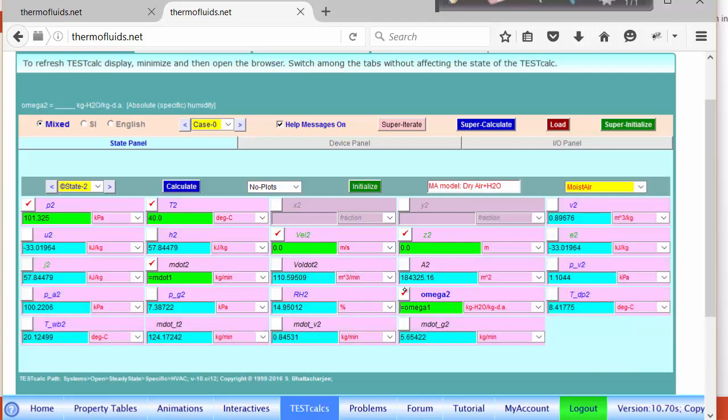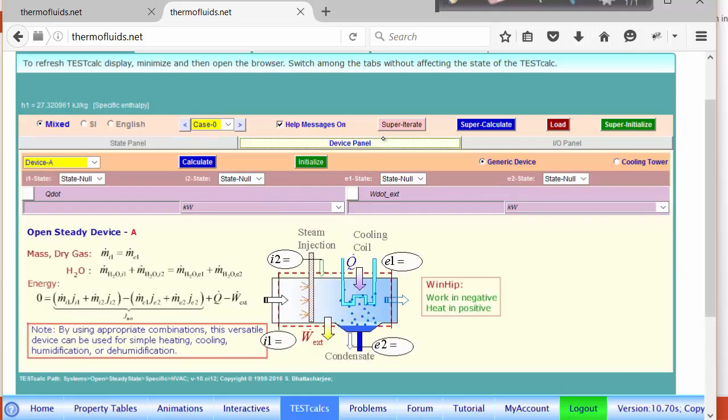So we calculated state 2, and notice we can verify our numbers. Enthalpy we found is 58.8, and from the chart we wrote 60, close. Enthalpy at state 1 here is 27, and we found 29. Well, they're pretty close values, I would say.